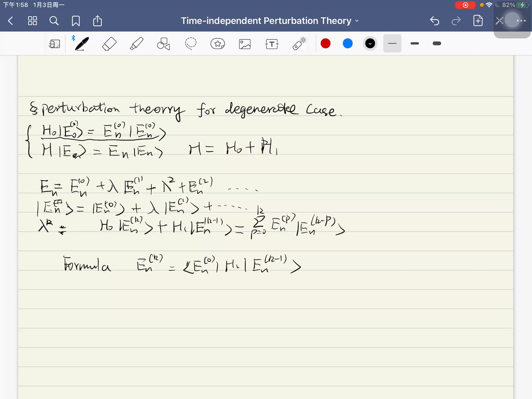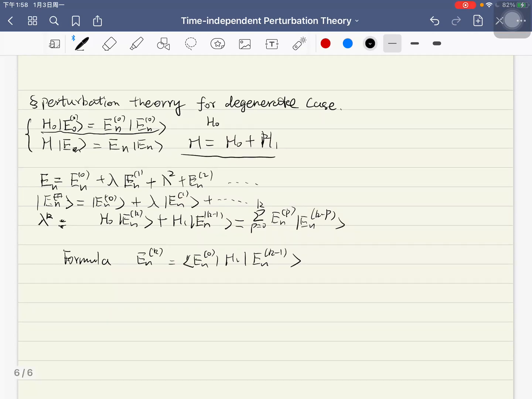eigenvalue problems of the zeroth order Hamiltonian, which is the H0, and we want to solve the eigenvalue problems of the H. And we want to expand the H's eigenvalues and find their corrections by orders. So we expand them and we label each order by lambda. En equals En0 plus lambda En1, the first order, and lambda squared En2, the second order.